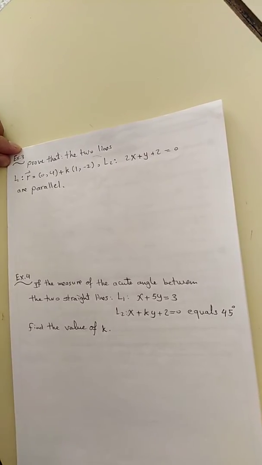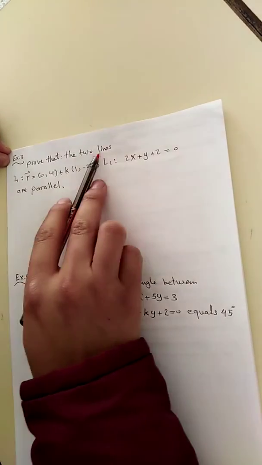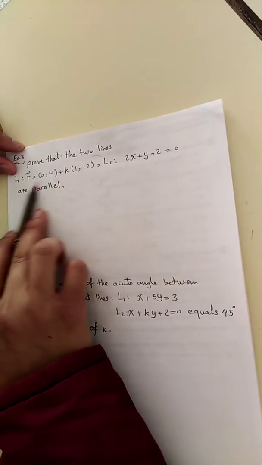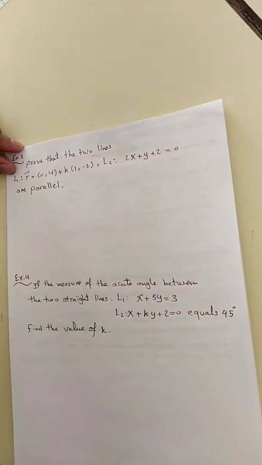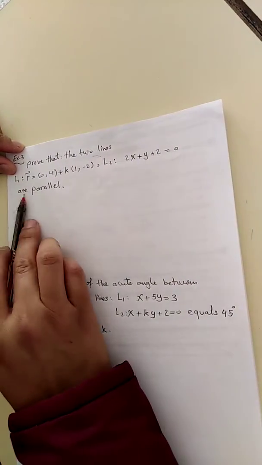Another idea, number 3: prove that the two lines, which have the first form in vector and the second form in Cartesian, are parallel.